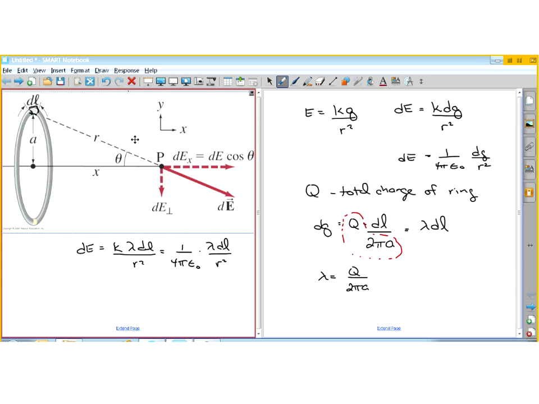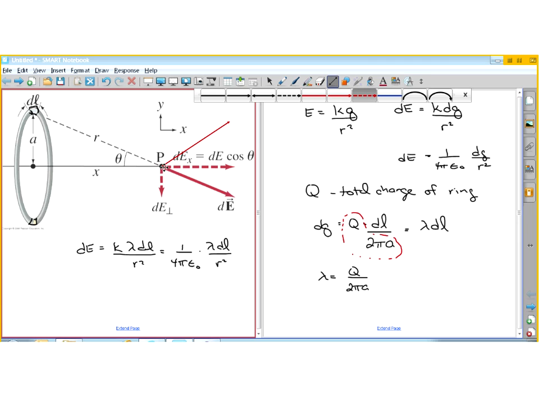Okay, so now we're going to do two things. We're going to look at this force. Let's say you have a little dl down here at the opposite end, and it's going to have the same length. So if I take this vector like this, it's going to be the same as this one here, except it's going to be pointing up. And it's going to have an x component and a y component.